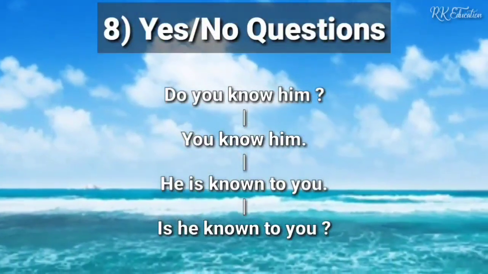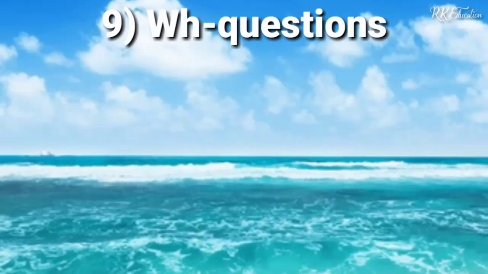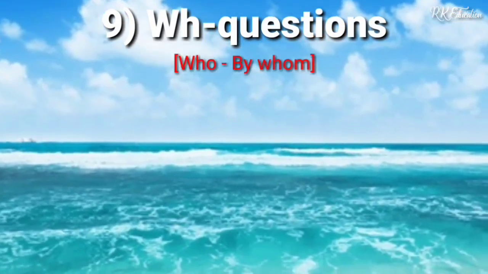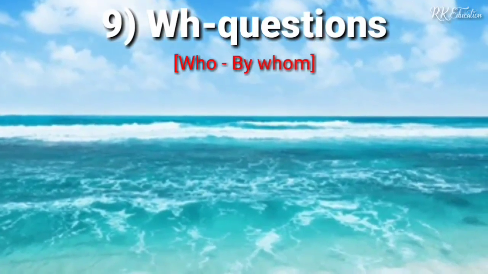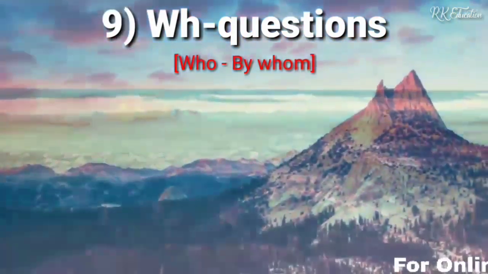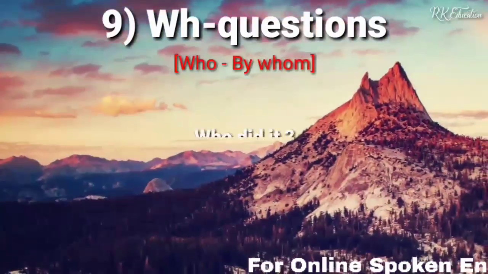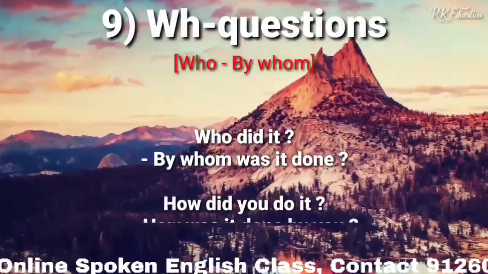Next rule is doing passive of a WH question. If we have the word who, then we have to change it into by whom. All other WH words will remain the same. Let's take some examples. Who did it? By whom was it done? How did you do it? How was it done by you?